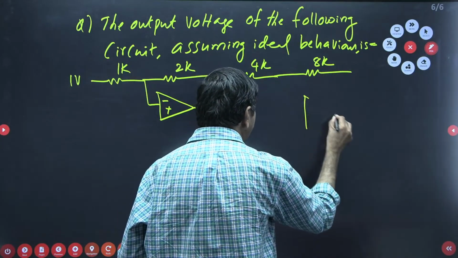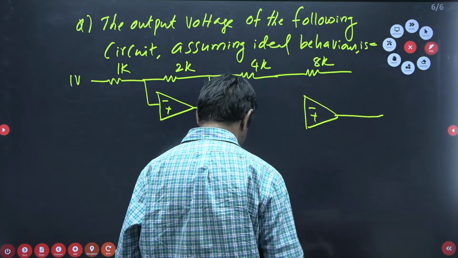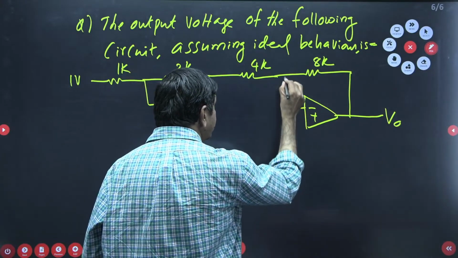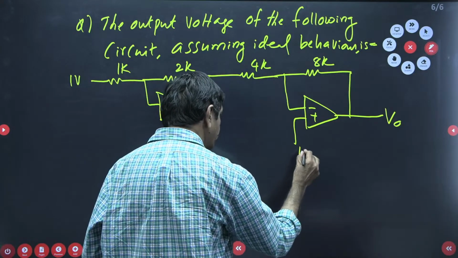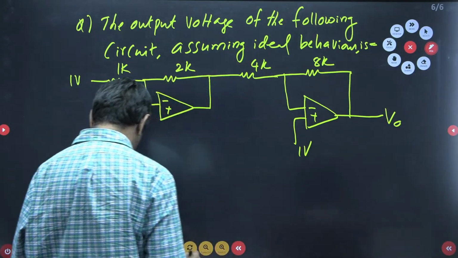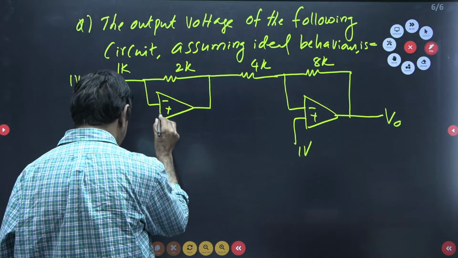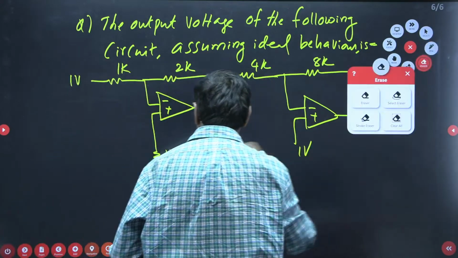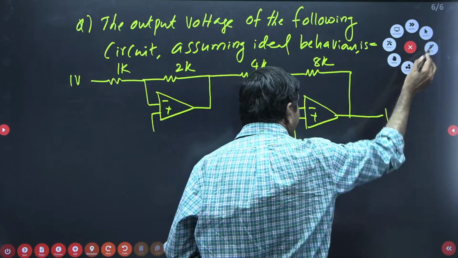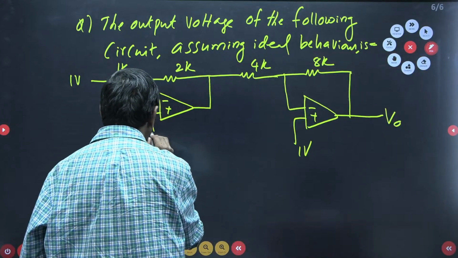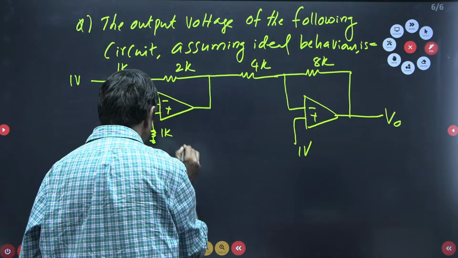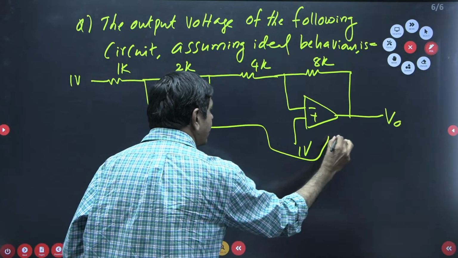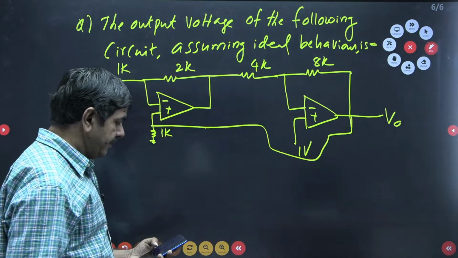There is an op amp, this is V naught here, and this is connected to this point. The V plus is connected with 1 volt, and also one more 1K resistor is connected. V plus is connected to the 1K resistor. I'll connect here now. This is the 1K resistor, and this is connected to that point.